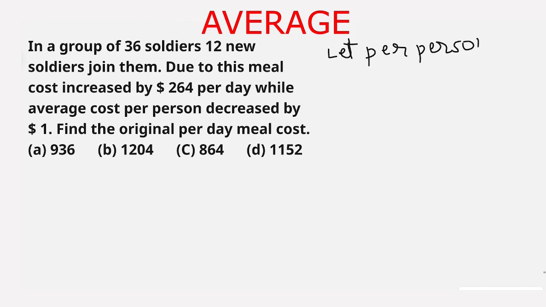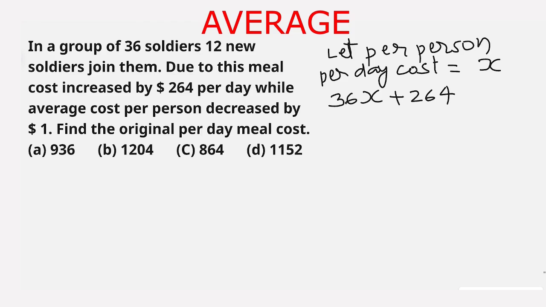Let per person per day meal cost be $x. So I am writing x. So the total per day meal cost of 36 soldiers is 36x. Now after joining the 12 soldiers, this cost increases by $264. So we add 264 to this.